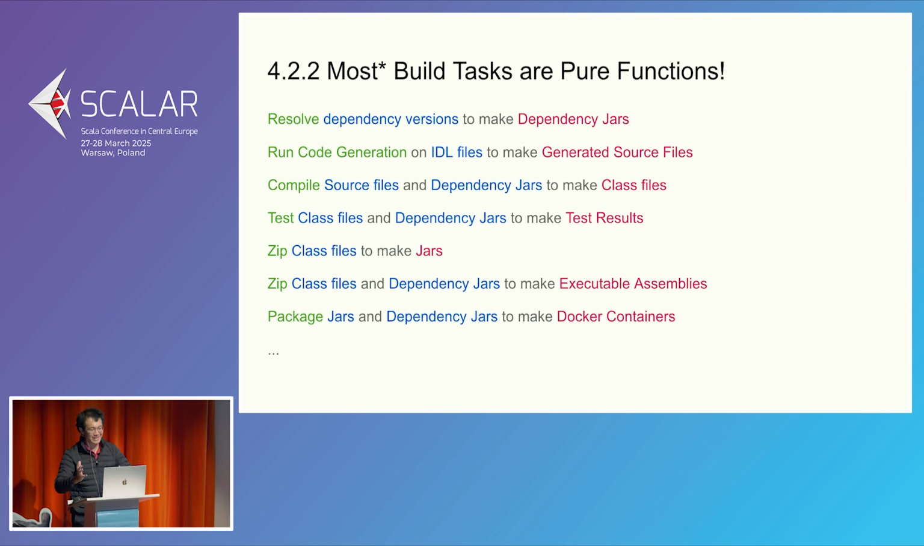Resolving dependencies to make jars, running code gen and IDLs to make source files, compiling source files and dependencies to make class files. They all do things to inputs to make outputs. They're all pure functions. And what can you do with pure functions? You can cache them, you can parallelize them, you can incrementally recompute them only where necessary. And Mill takes full advantage of that.